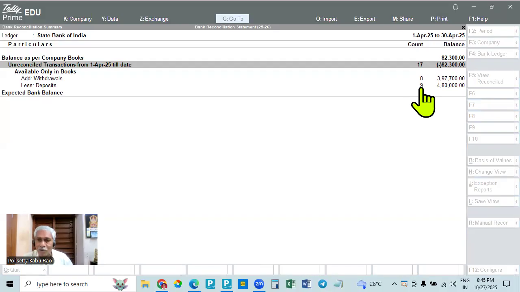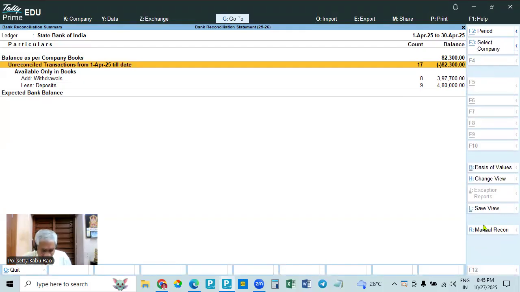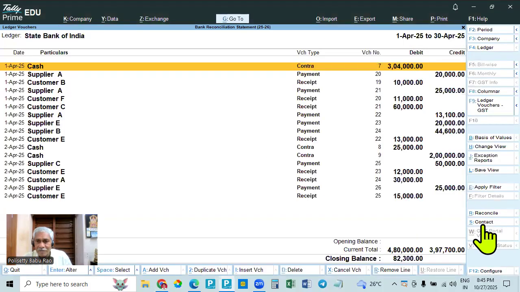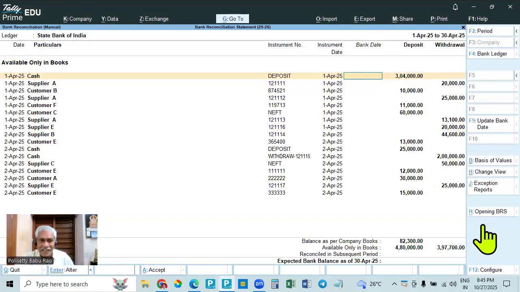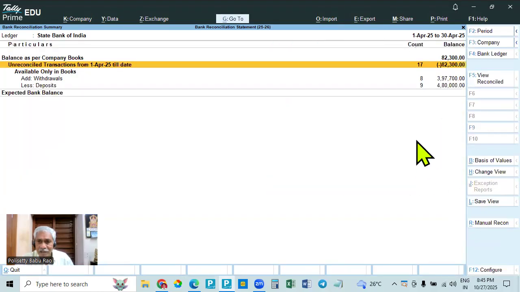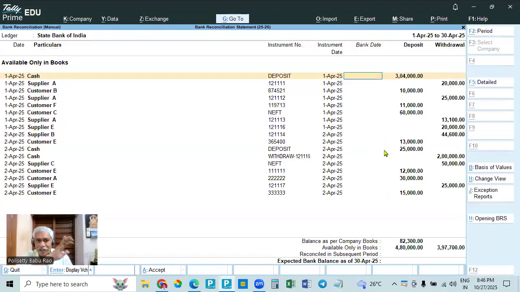So again, click here, click again. Again, Alt of manual reconciliation. It means reconciliation. Again, click. That means from the account, again. In this case, it will show only the voucher type and voucher number. Account number, check numbers, and all this will not show. In this one, you can see all the details.